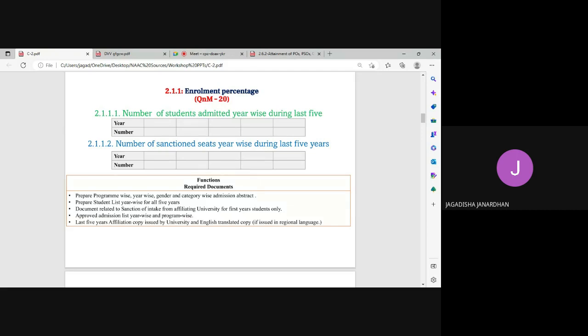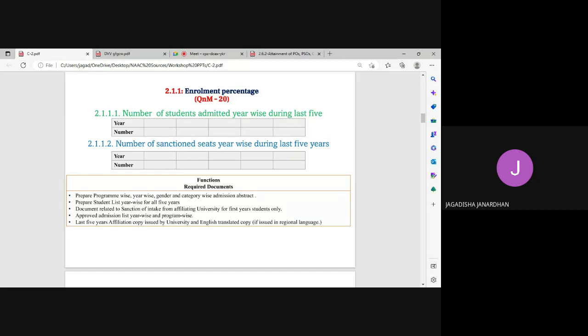Here is the format for summary statistics. Here we need to mention the enrollment percentage. That is 2.1.1, the first question in Criterion 2: number of students admitted year-wise during the last 5 years.